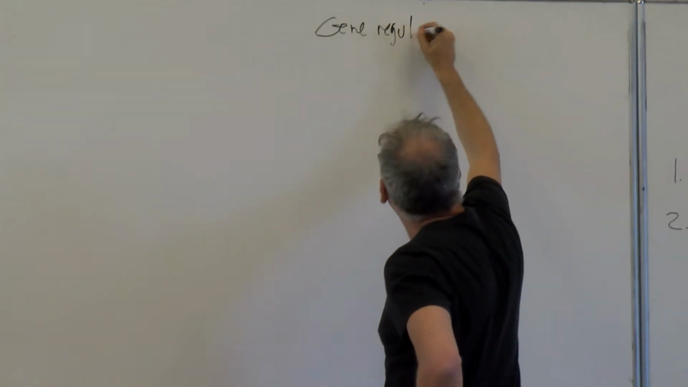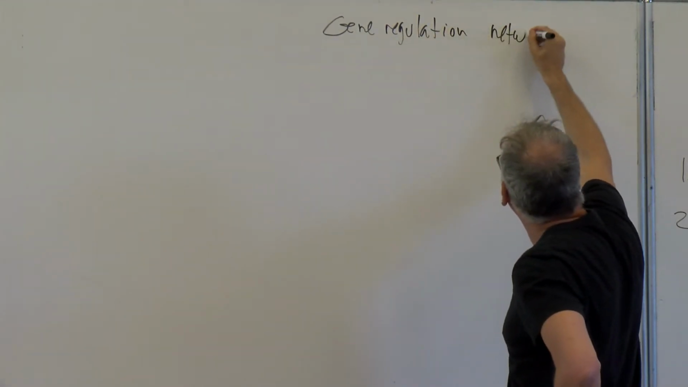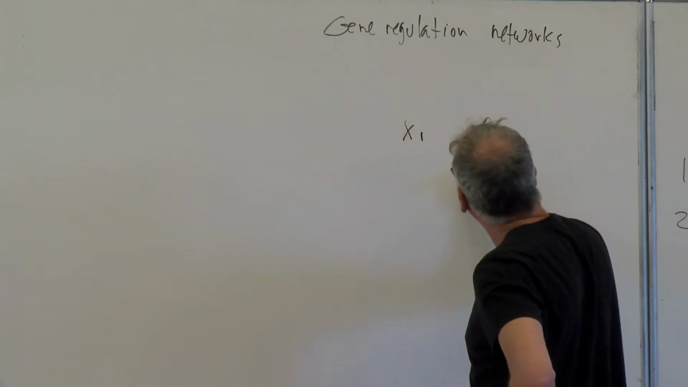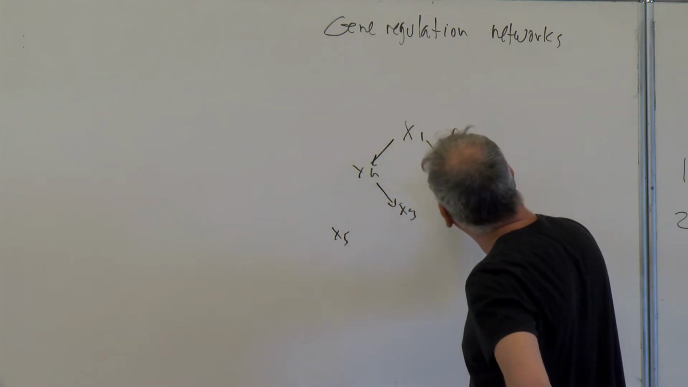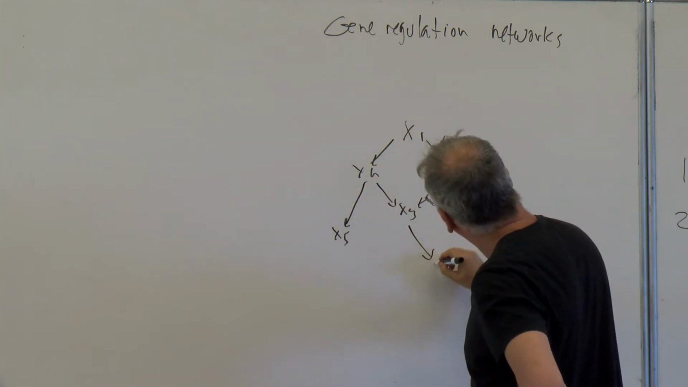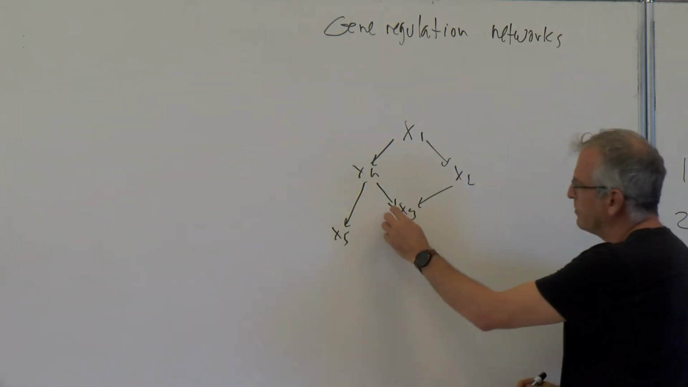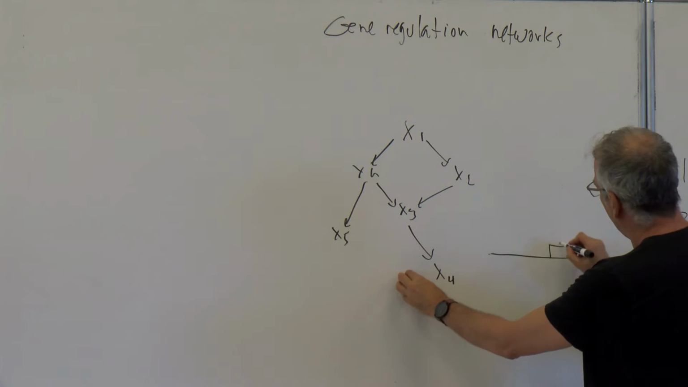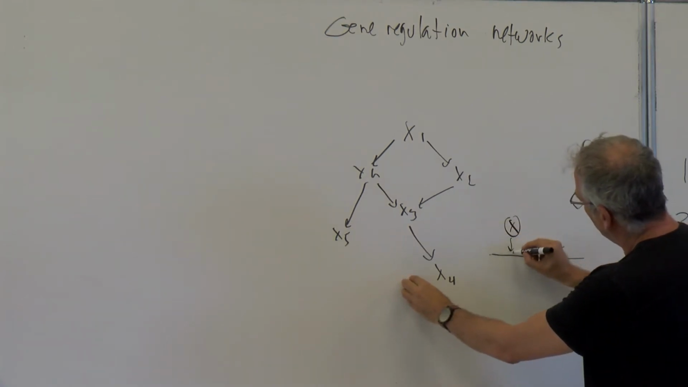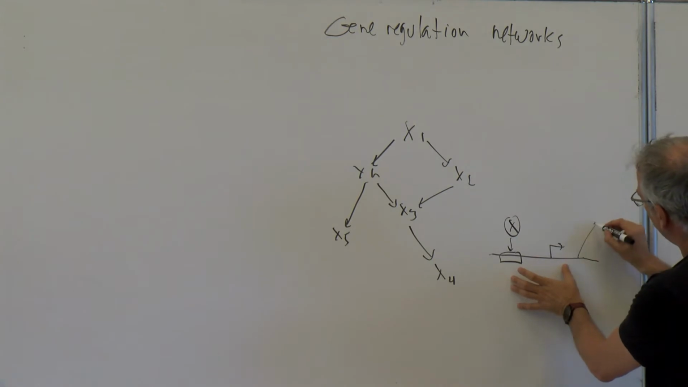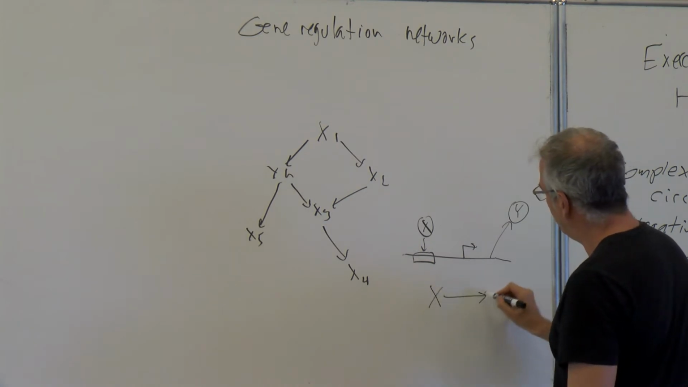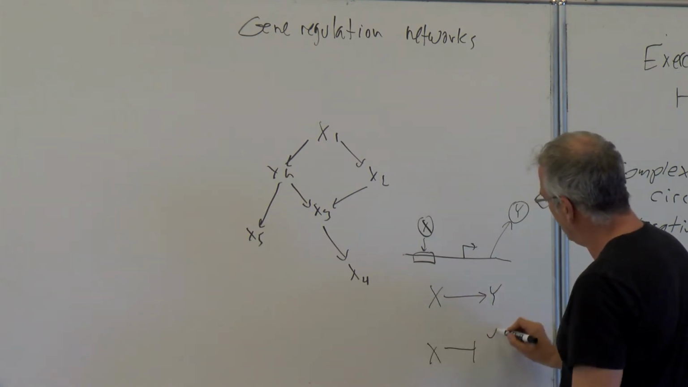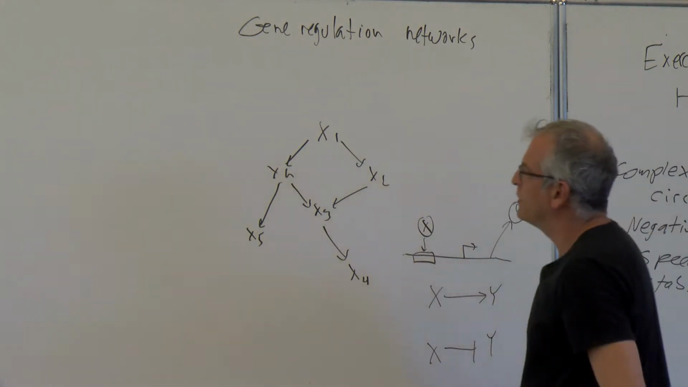So we're talking about gene regulation networks. Many genes with arrows. Arrows mean that this gene makes a protein that binds to a little site in the promoter of this gene, changing its rate of production. It could be a positive or a negative change. This is called activator, this is called repressor. And we looked a little bit at the dynamics.